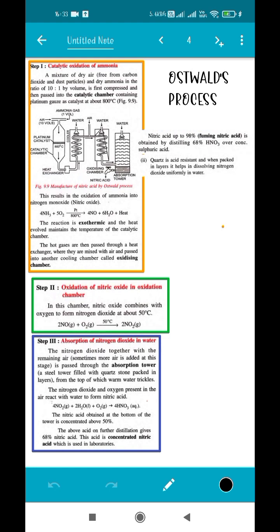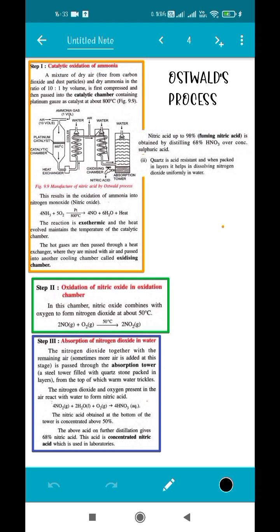Next we are going to learn about the Ostwald's process. This is the process by which nitric acid is manufactured in a bulk amount, in a large amount. So there are 3 steps for this. You just have to remember the reaction, the conditions which are required for the reaction, and certain important things. So the first step is the catalytic oxidation of ammonia. You have learned it in the previous video how ammonia is oxidized in the presence of a catalyst.